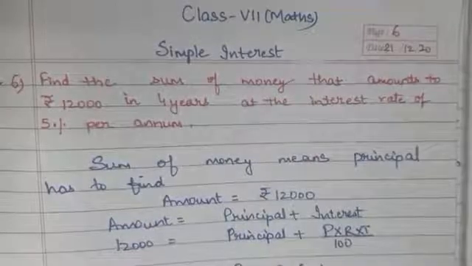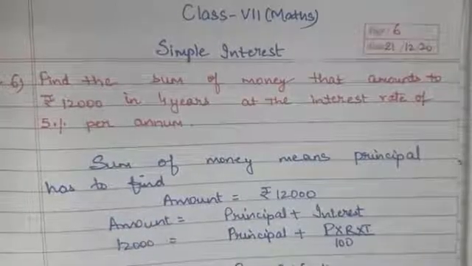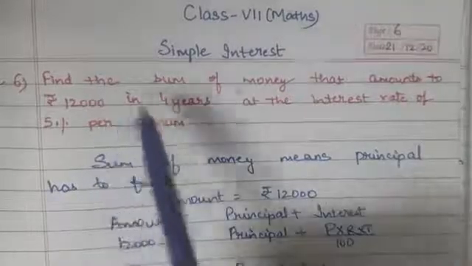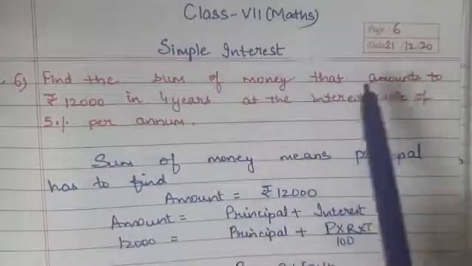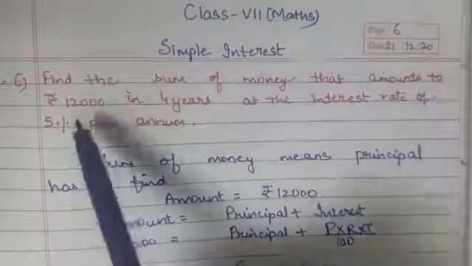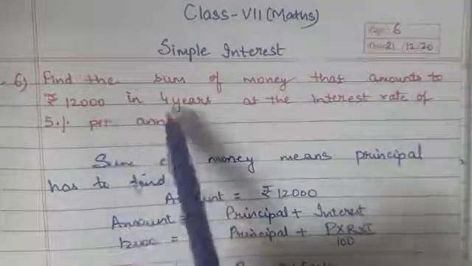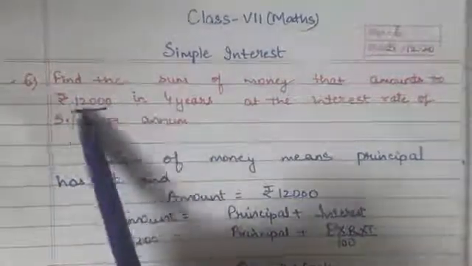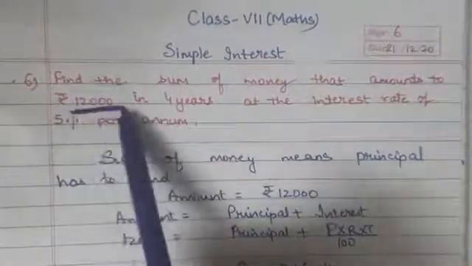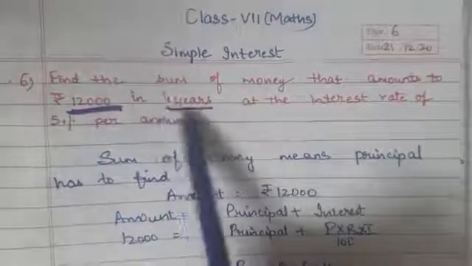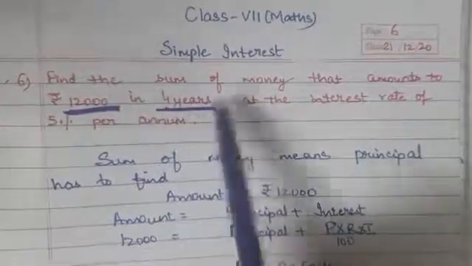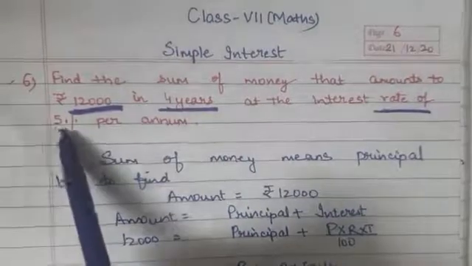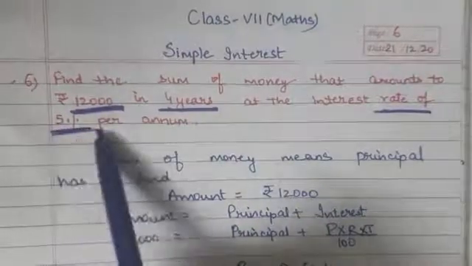The next question is, find the sum of money. Sum of money means you have to find out the principal. Find the sum of money that amounts to rupees 12,000 in 4 years. Now this is the amount. Time is 4 years. And what is the rate of interest? Rate of interest is 5%.